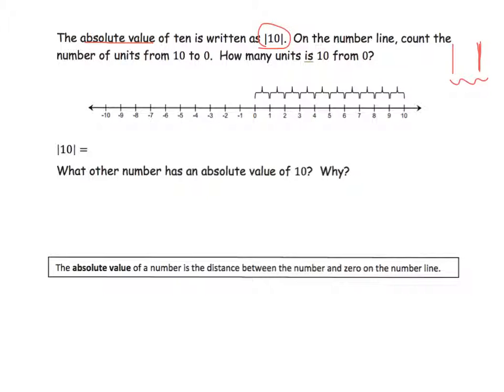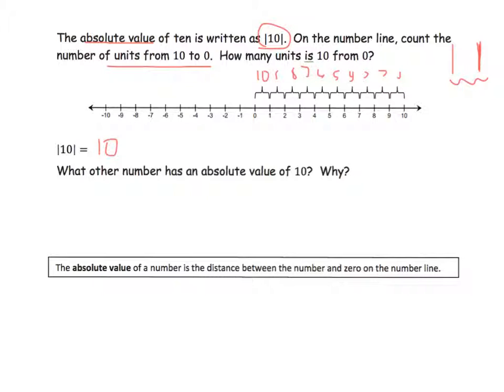On this number line, we're going to count the number of units from 10 to 0. And I think you know that. There's 1, 2, 3, 4, 5, 6, 7, 8, 9, 10 units away from 0. So the absolute value of 10 is 10. So the absolute value of a number is just the distance between that number and 0 on the number line.